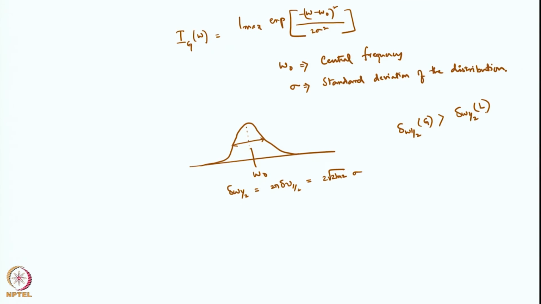Always, the natural line width is the narrowest line width. That is why it is called natural line width, and you cannot go below that. In fact, it is actually controlled by the uncertainty principle. You cannot go below that, but generally you never reach that value. You always have line widths which are wider than the natural line width.